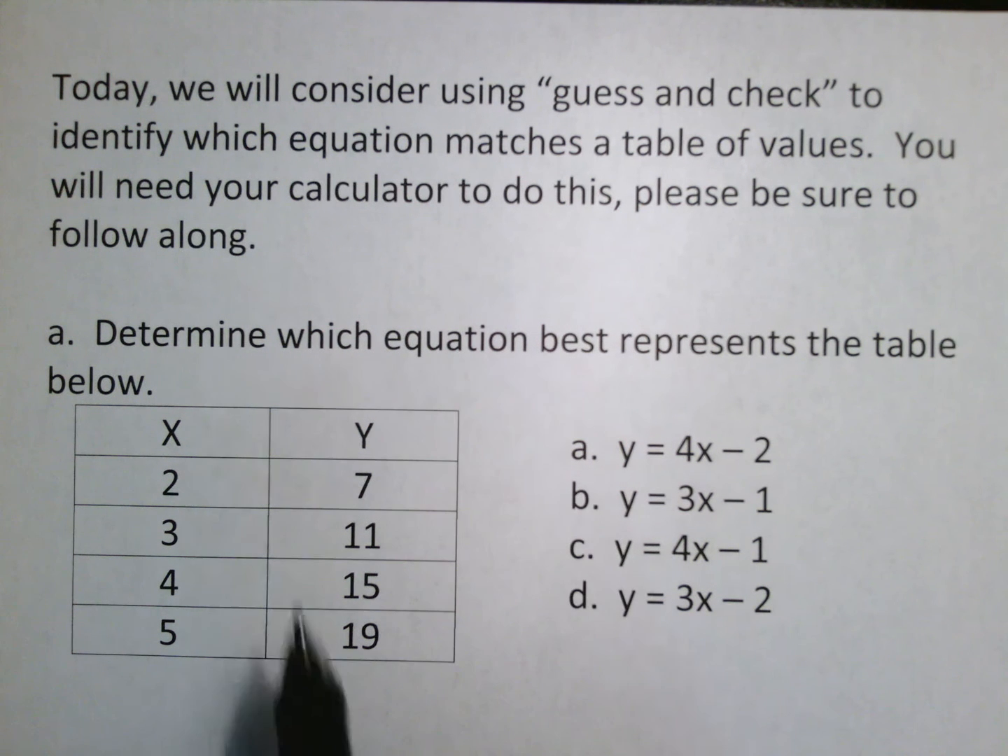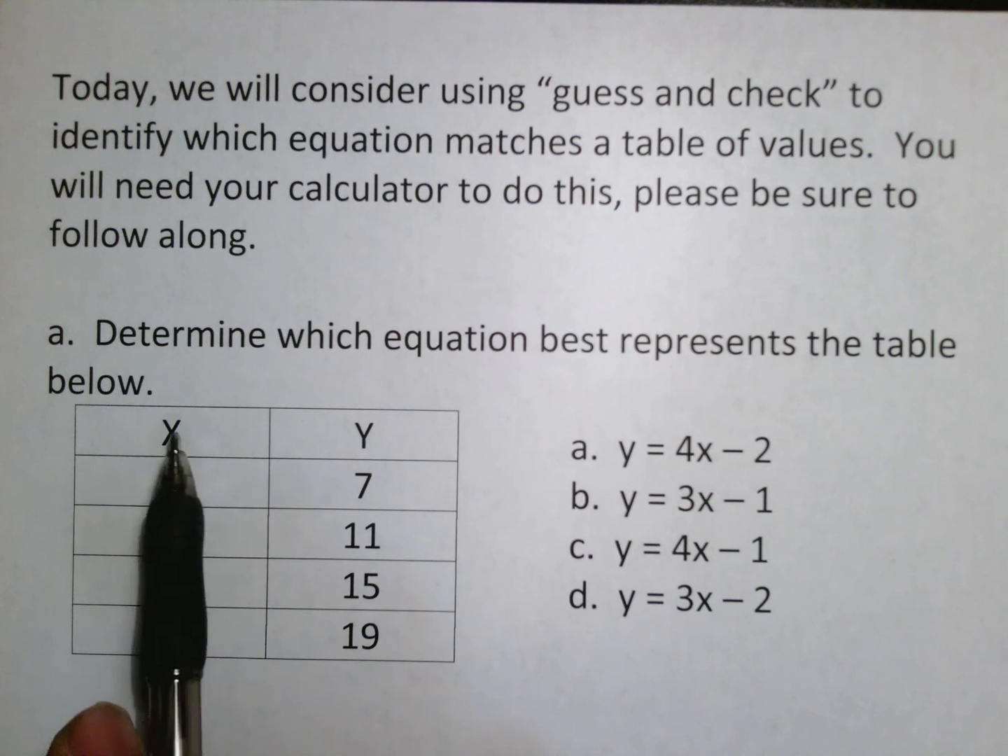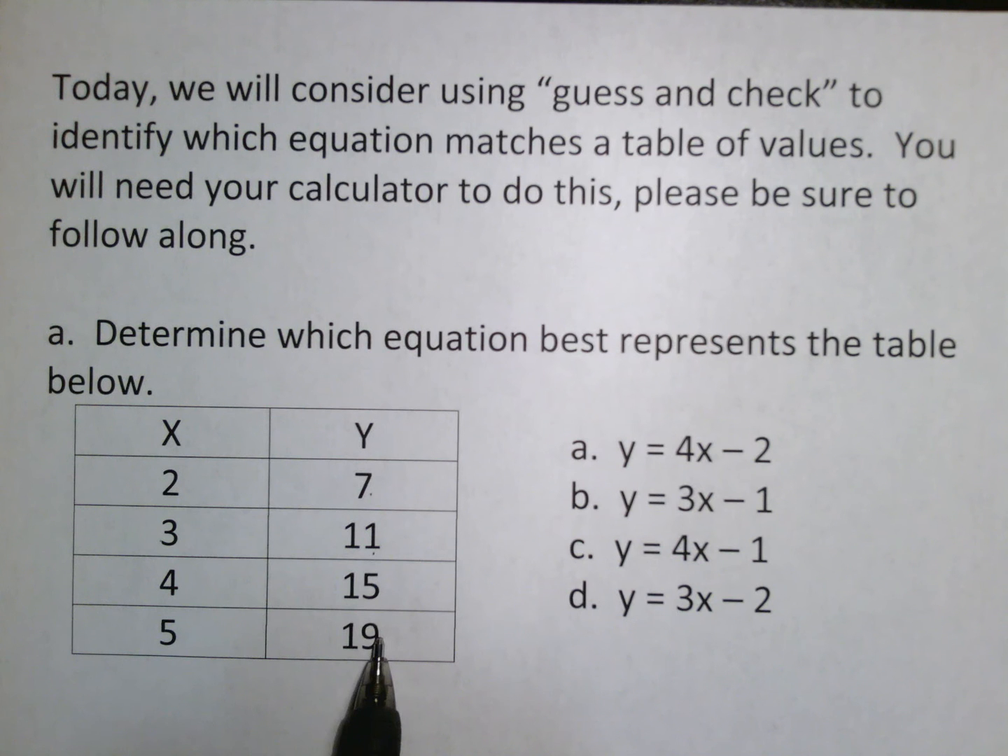Now what this is, a table is just telling you the relationship between x and y. And so this is saying that when x is 2, y is going to be 7. When x is 3, y is going to be 11. When x is 4, y is going to be 15. When x is 5, y is going to be 19. There is a pattern for this.